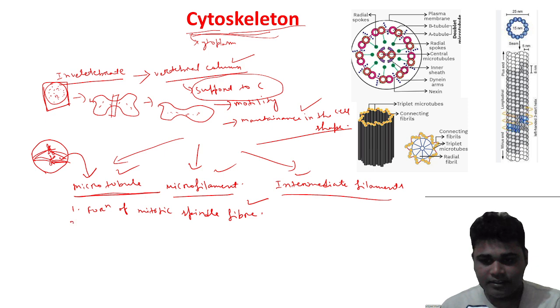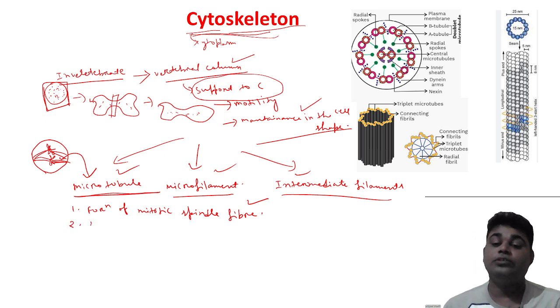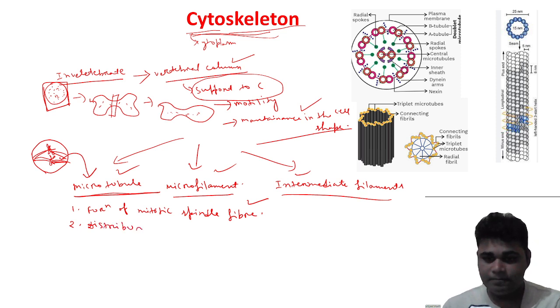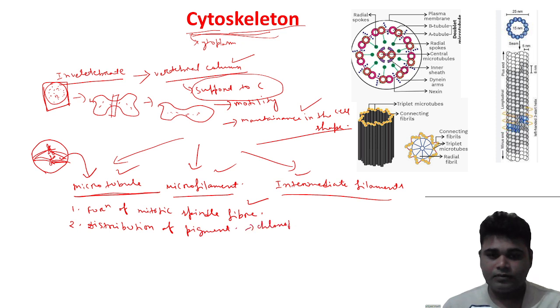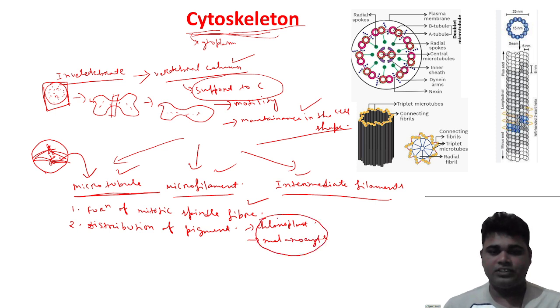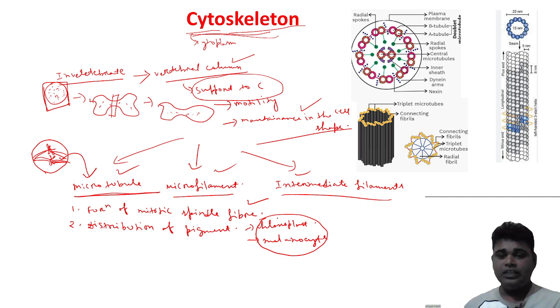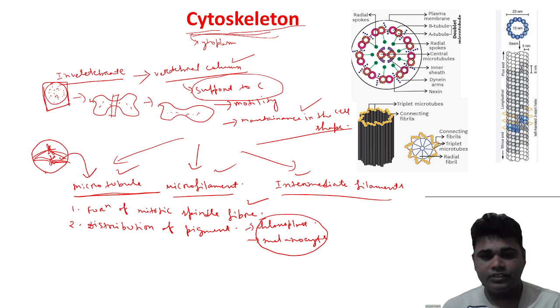The second one is it also helps in the distribution of pigment. So for example, in the plant, suppose the chloroplast, or in the animal, suppose the melanocyte. They all are pigment structures present in different organisms. So these pigments are distributed by the microtubule.